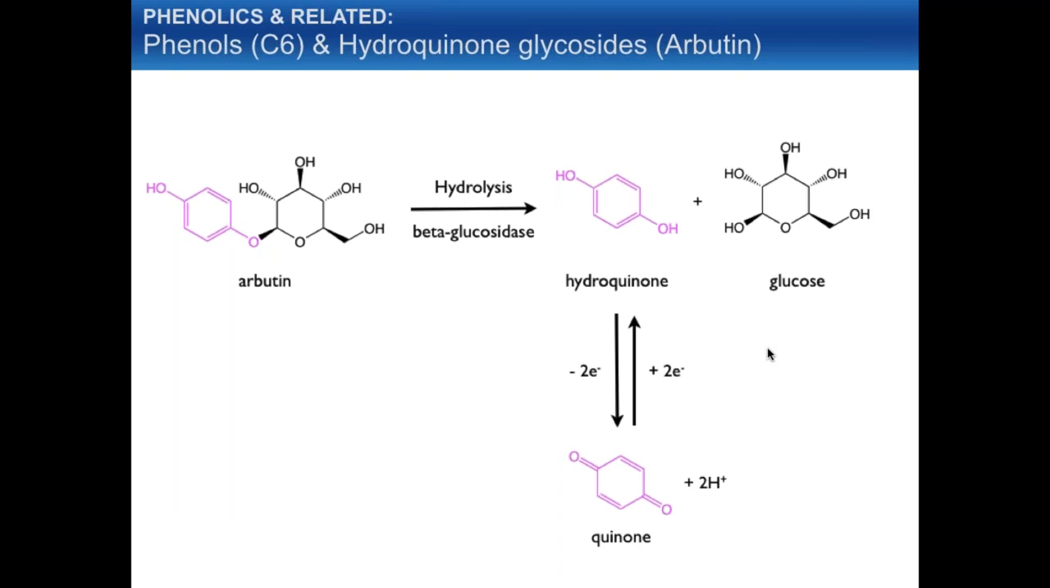Now, what ends up happening is in order to make the arbutin active so it can kill the bugs, it needs to have the sugar released. Because the sugar basically stabilizes the arbutin and prevents it from acting as a free radical and accepting and donating electrons significantly. Once you cleave that sugar, those two OH groups are able to accept and donate electrons quite effectively.